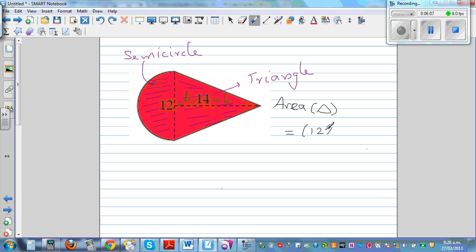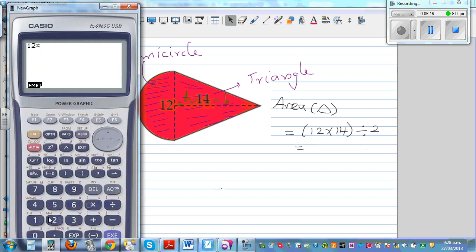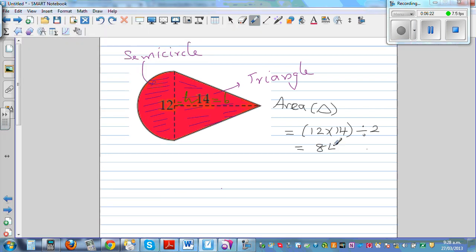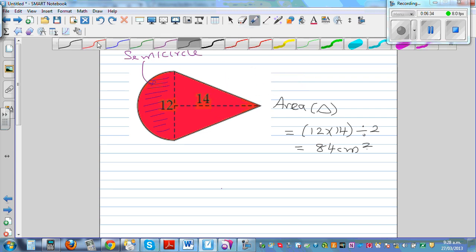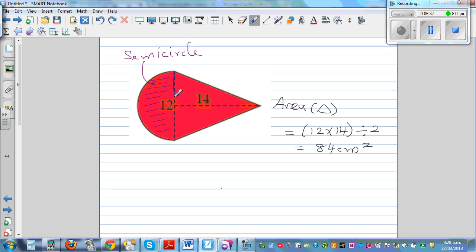So 12 times 14 divided by 2. Let's use a calculator. 12 times 14 divided by 2 is 84 centimeters squared. Now for the semicircle, your 12 becomes the diameter. 12 is the diameter of the semicircle, so the diameter is 12 centimeters. Your radius would be half the diameter, which is 6 centimeters.